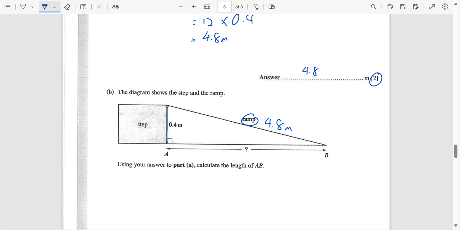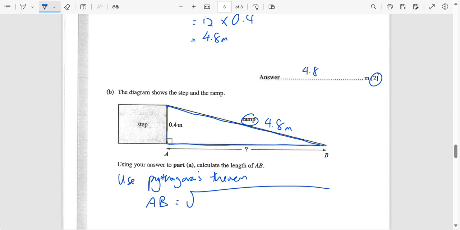What kind of triangle is this? Okay, you can see that it's a right angle triangle. So you can use Pythagoras theorem, right? Using Pythagoras theorem, because you're finding AB, this is the longer side. 4.8 is the longer side, it's the hypotenuse.